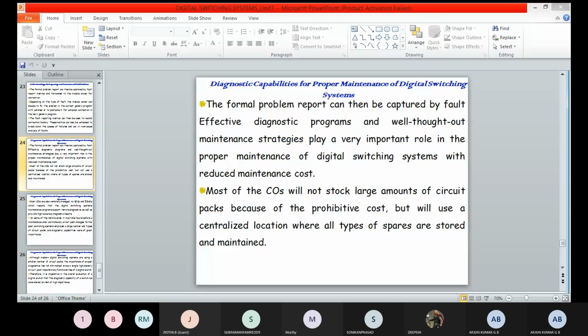Okay, till this we discussed in the previous class. Next we discuss an important topic, the diagnostic capabilities for proper maintenance of digital switching systems. For the maintenance of DSS, effective diagnostic programs are necessary, and these can reduce the maintenance cost. If we maintain with an effective diagnostic program properly, we can reduce the maintenance cost.